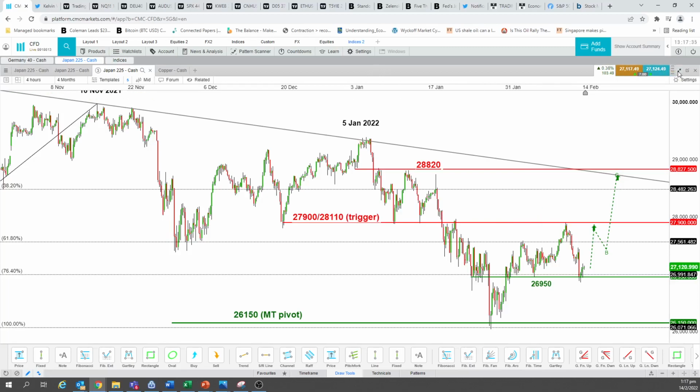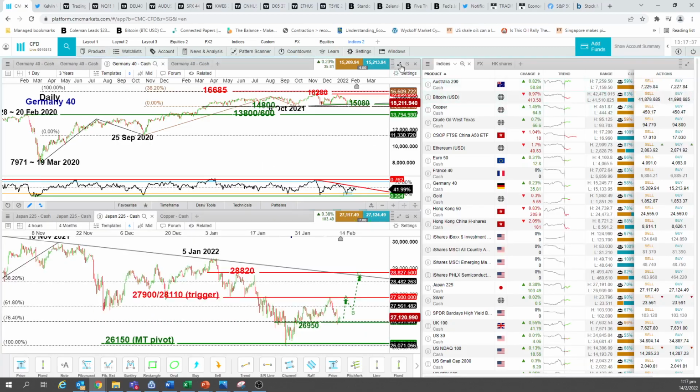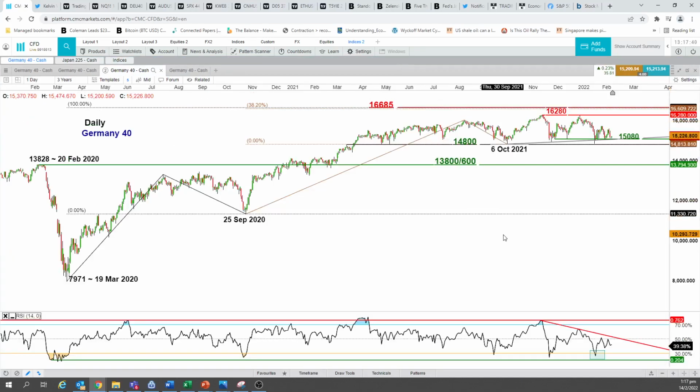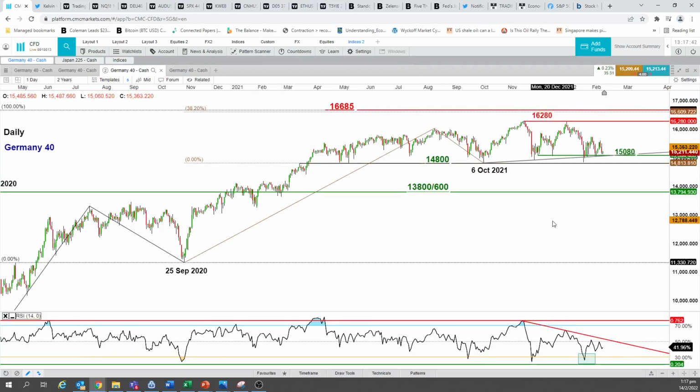Now on to the German 40 index. It's very similar to the Nikkei 225, the Japan 225. Since its high on the 19th of November, and as well on the 5th of Jan this year, it did break above the previous all-time high level at 16,280. Thereafter, it started to trade within a sideways range since November, December, January. It's close to 3 months already, still stuck inside this range.